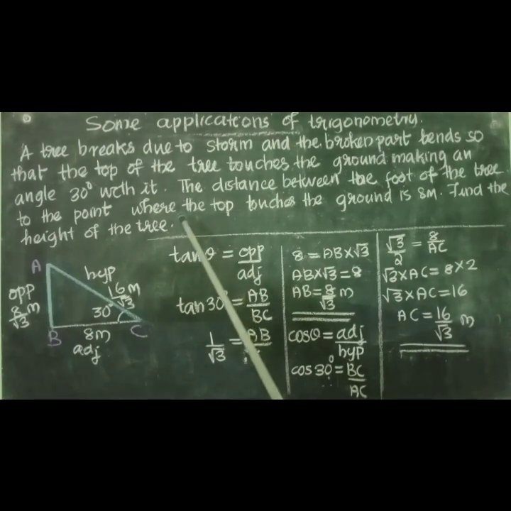Now our question is to find out the height of the tree. To find the height of the tree, we need to add AB and AC. AB is 8 by root 3. AC is 16 by root 3. So let us add it.